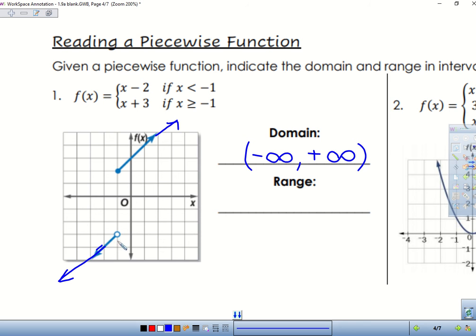And you also want to look for any domain gaps. In this case, we don't have a domain gap because see how we leave off at -1 here, but the other one picks up right where this one leaves off? That means we don't have a domain gap. Now, range gaps are a bit more common in piecewise functions, so let's see if we have one here. So range is from below to above.